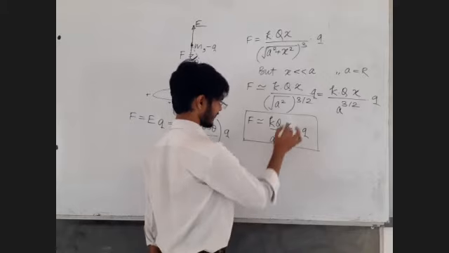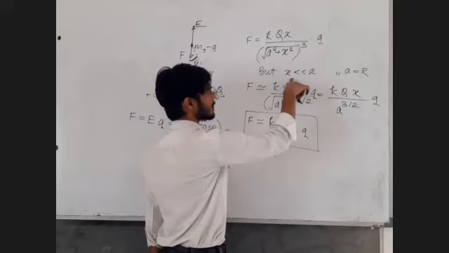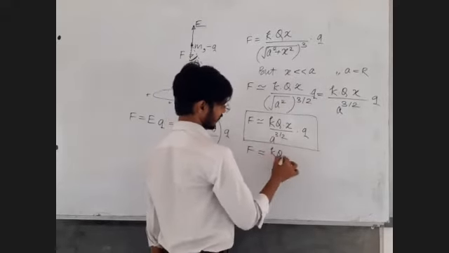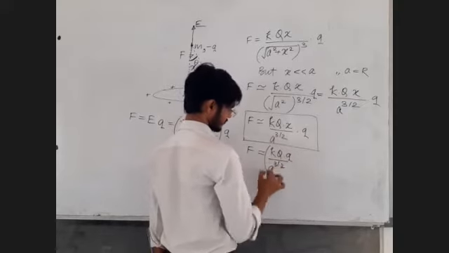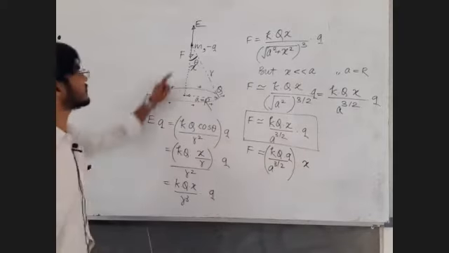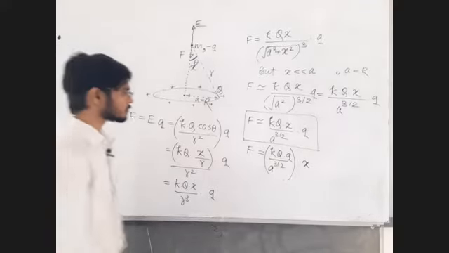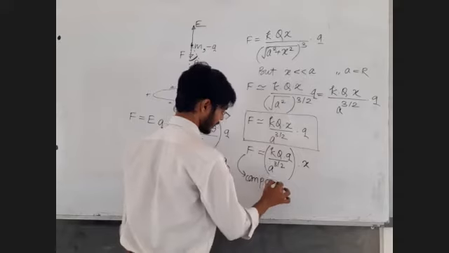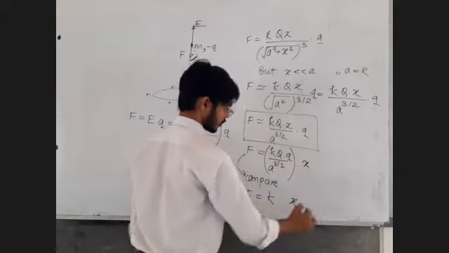Can I write this? I'm writing approximately because I have done some approximation. So approximate symbol, zigzag line: K into Q into small q divided by a raised to 3 by 2, into this x, where x is the distance of the given point from the center of the ring. Fine. So can I compare it with F is equal to kx, the spring force?